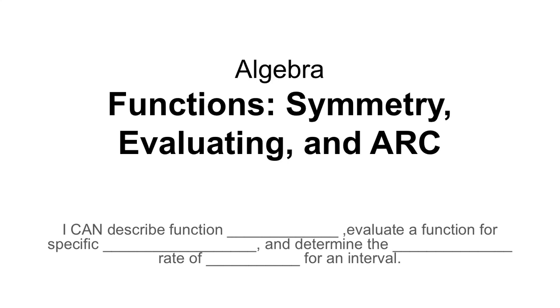Hey guys, today we're going to look at a few more things about basic functions so that we're ready to move into looking at specific types of functions for the rest of what's in this unit. But today we're going to look at how to describe function symmetry, how to evaluate functions, and how to find the average rate of change for functions.